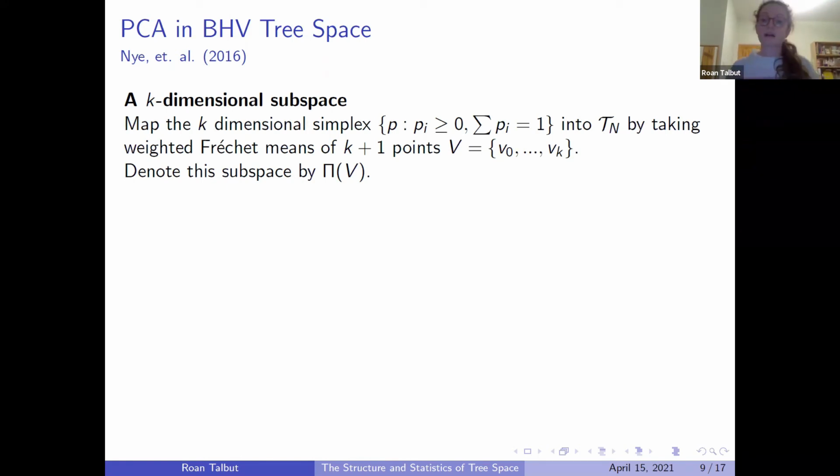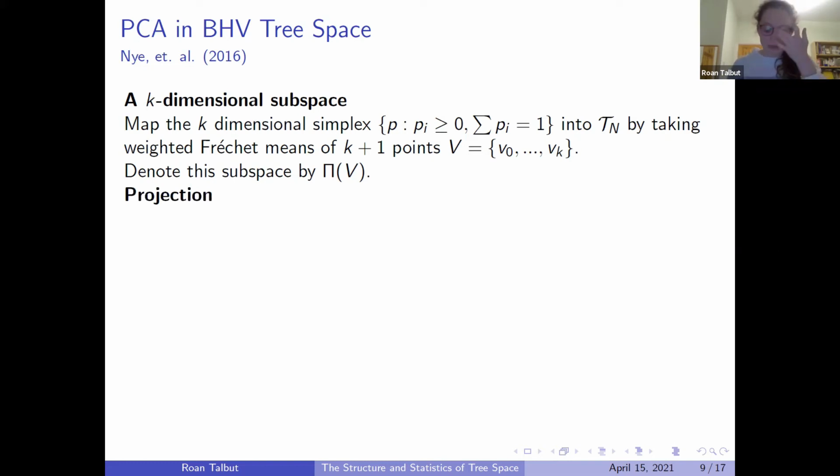Here I'm talking about the possible weights on k different points, which sum to 1. And then given k plus 1 points in our tree space, this map goes from our simplex into our tree space. So this is one way of defining a k-dimensional subspace of our tree space, given k plus 1 points.